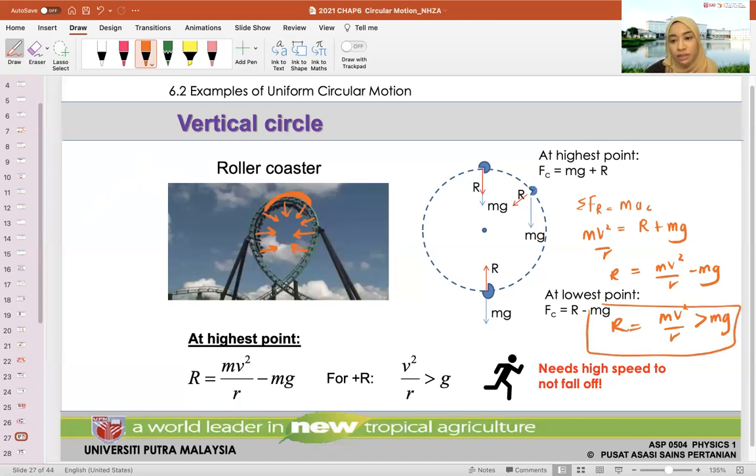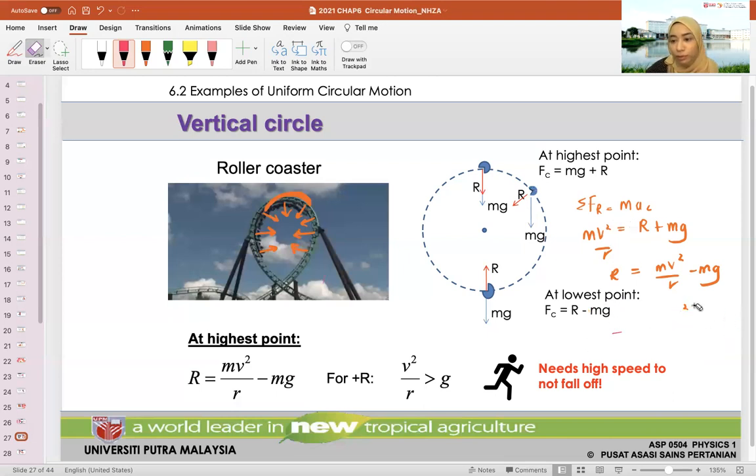R is only positive if your mv squared over r is greater than mg. So we can cancel this out sebab dia sama kan? So v squared over r needs to be greater than gravity. Your velocity has to be high here. Okay? And this is at the highest point. You have to go really fast.